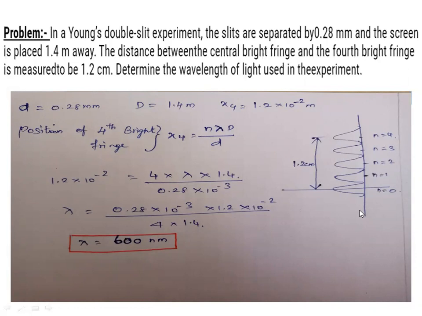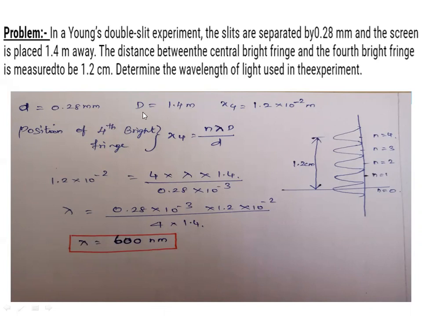Write the given data. What are the given data? It is given the S1 and S2 distance, small d. The distance between the two slits, separated by d, is equal to 0.28 millimeter. Millimeter we can convert into meter, so we want to convert millimeter to meter.